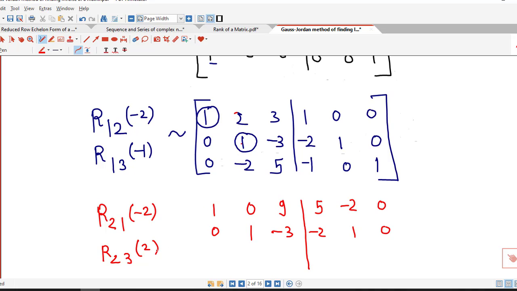Now we multiply second row by 2 and add here. So 0 into 2, 0, plus 0. 1 into 2, 2 minus 2, 0. Then -3 into 2, -6, plus 5, which is -1. -2 into 2, -4, minus 1, which is -5. 1 into 2, which is 2, plus 0. 0 into 2, 0, plus 1, so we have 1 here.